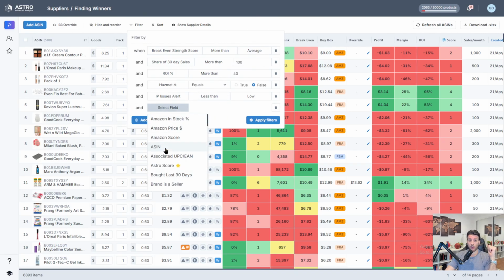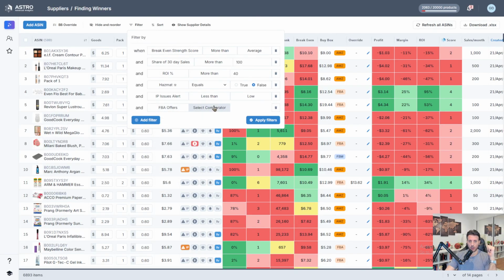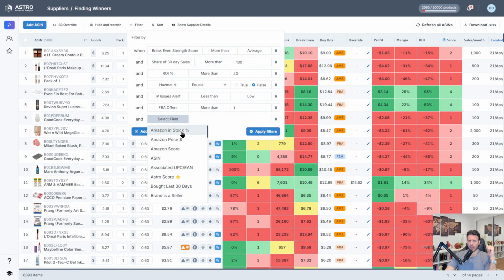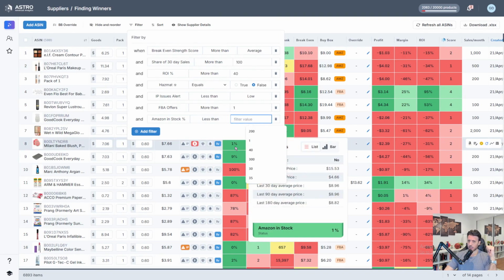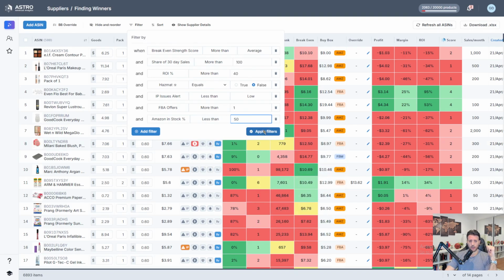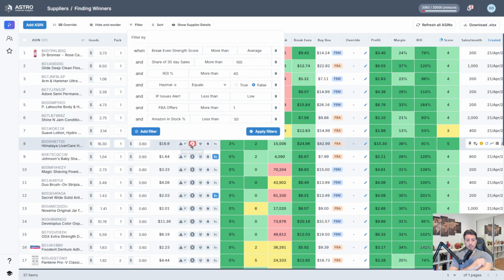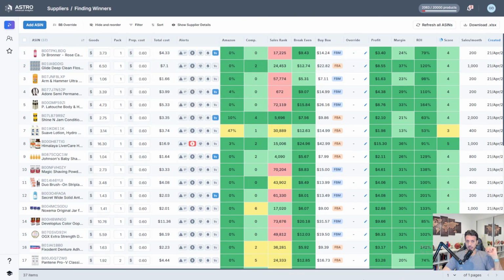Let's apply one more. Let's remove any products where there's only one FBA seller, because they're most likely someone with exclusive rights to that brand. And lastly, we don't want products where Amazon has been on the listing for too long. So Amazon in stock less than 50% of the time. All right, so those are quite a few filters. It's from 7,000 products. Let's see how many we're left with. All right, 37. So these 37 products that we see here, these are the good ones.